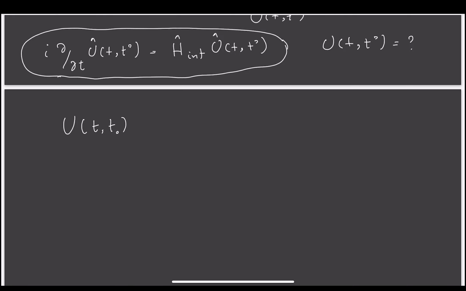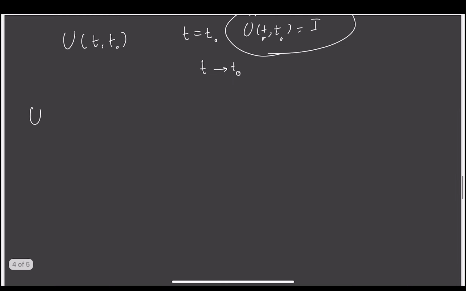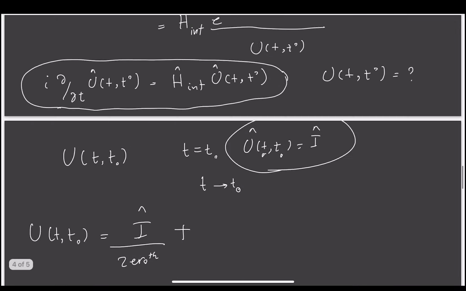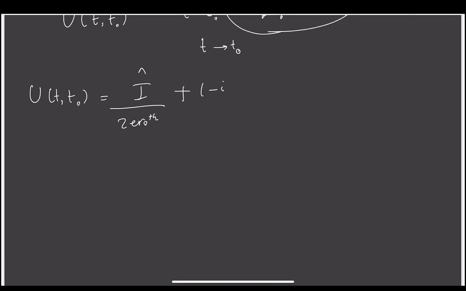What we know at one point is that if t is equal to t0, then U of t and t0 would be identity. So we know that this operator in the limit of t going to t0 is going to be identity. Therefore, I can say U of t0 is equal to identity to the zeroth order. And then I have the first order. The first order, in terms of how to solve this PDE, is minus i, the integral from t0 to t, dt1 H_I of t1.